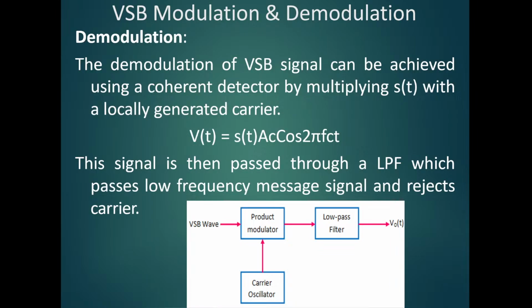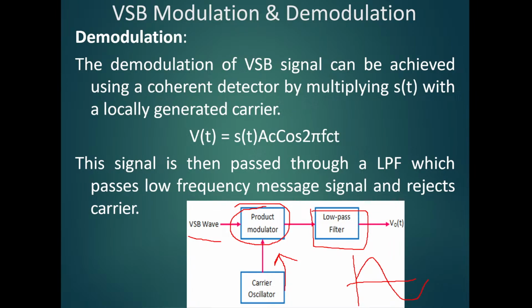Now let's look at the demodulation of VSB. The VSB wave is fed to a product modulator with a carrier oscillator, and this is given to a low pass filter, which helps us produce the original information. So this was about VSB modulation.